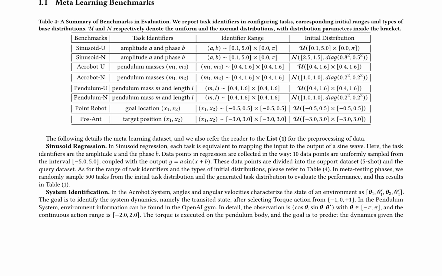The sinusoid regression benchmark is explained, where each task is equivalent to mapping the input to the output of a sine wave, with task identifiers being the amplitude A and phase B. The system identification benchmark is also described, involving the identification of system dynamics in the acrobat and pendulum systems.